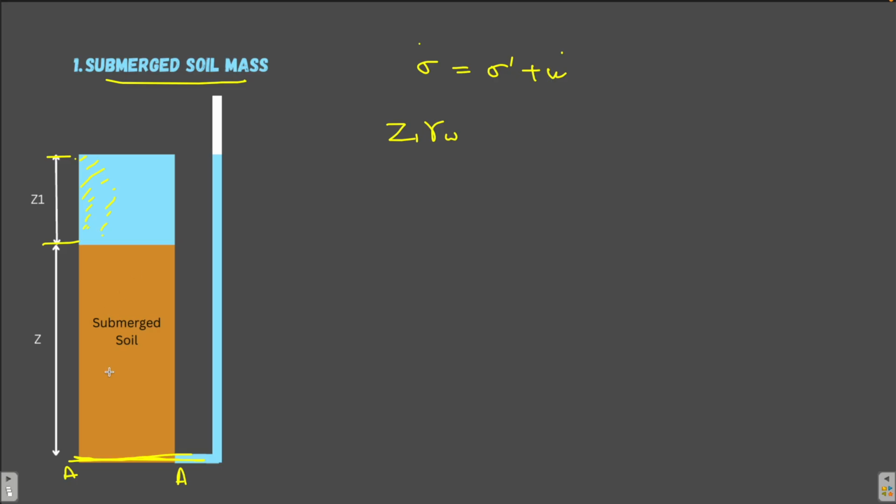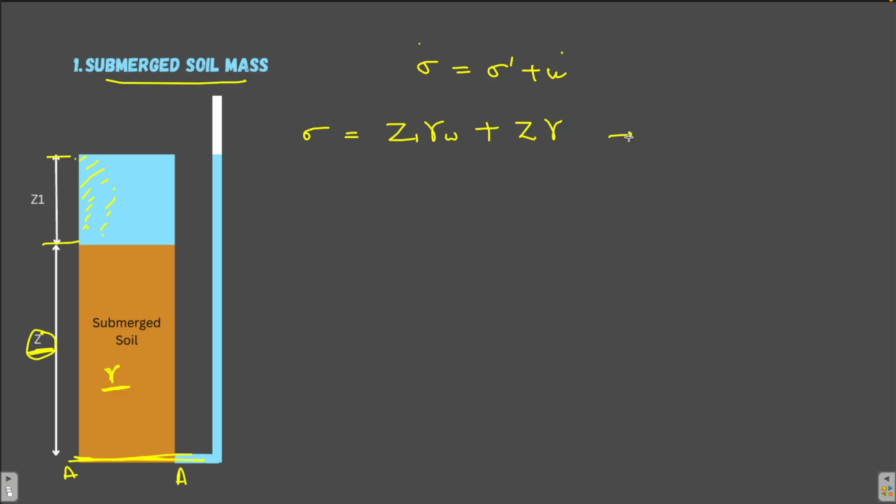Now let the unit weight of soil be gamma. That is the unit weight, the density of soil. Now this soil has a height of Z, right? So the total pressure will be due to the water plus the height of the soil into the gamma of the soil. This is the height of the soil column into the density of the soil column. This will give you the total pressure.